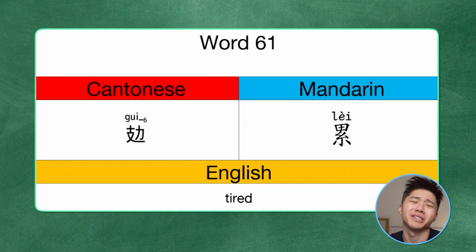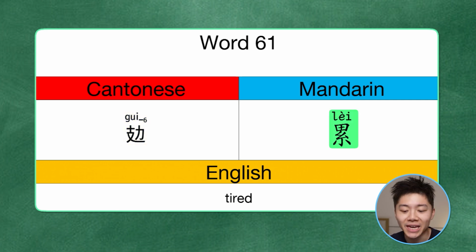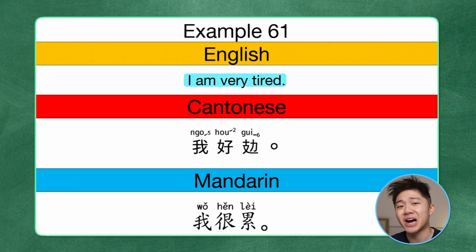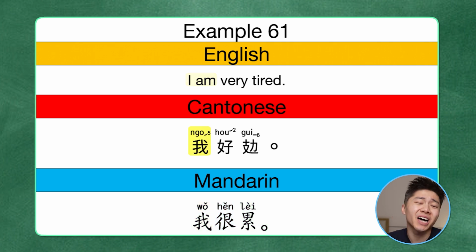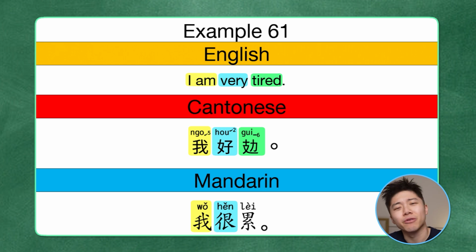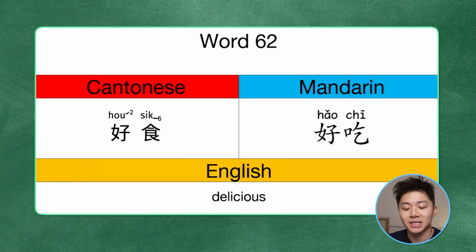Next is tired. In Cantonese, we use 攰. In Mandarin, we use 累. So for example, I'm very tired. In Cantonese, 我好攰. In Mandarin, replace that with 累. So 我很累. 我 is I, 好 means very, in Mandarin 很. 攰 means tired, in Mandarin 累.